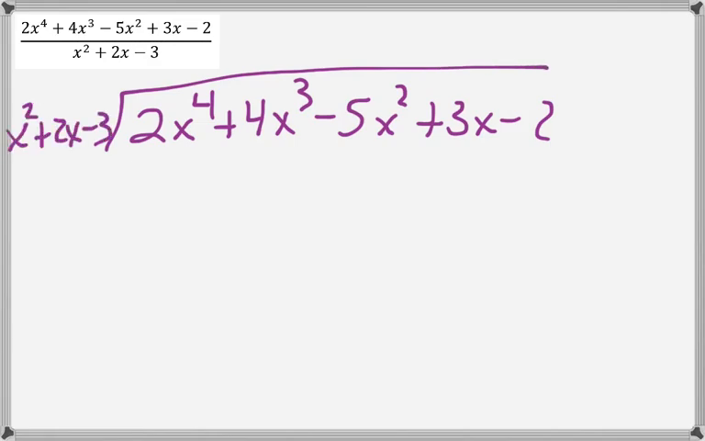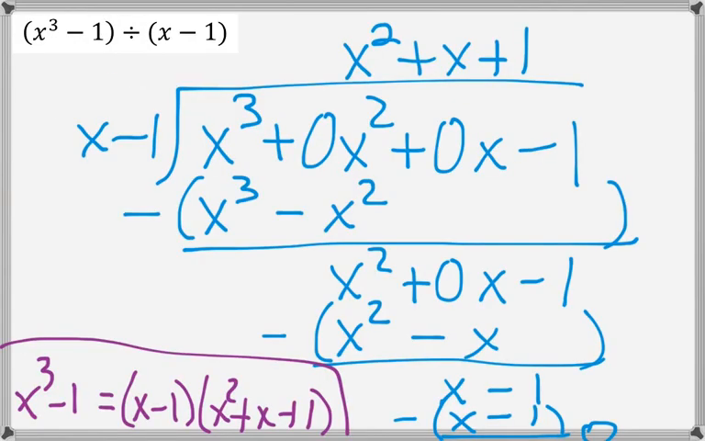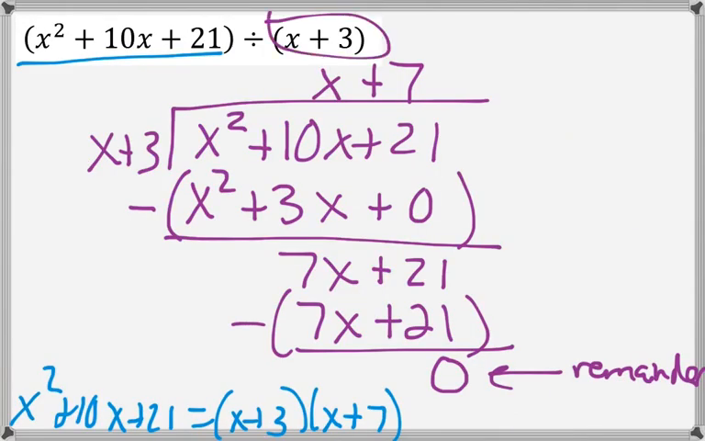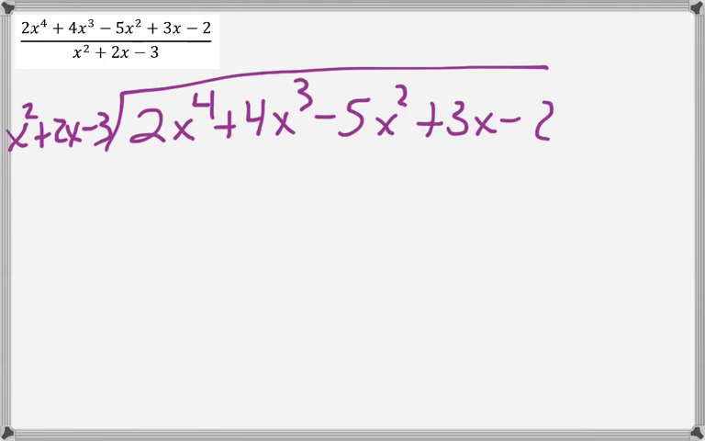So if any of you prefer to use synthetic division as opposed to long division, you can do that if you want, but you can only do that when the divisor is x plus a number or x minus a number. So in the first two examples, you could use synthetic if you want, because the divisors were both x plus a number or x minus a number. However, in this case, the divisor is not in that format, so synthetic division doesn't work for this one. So we have to use long division here.